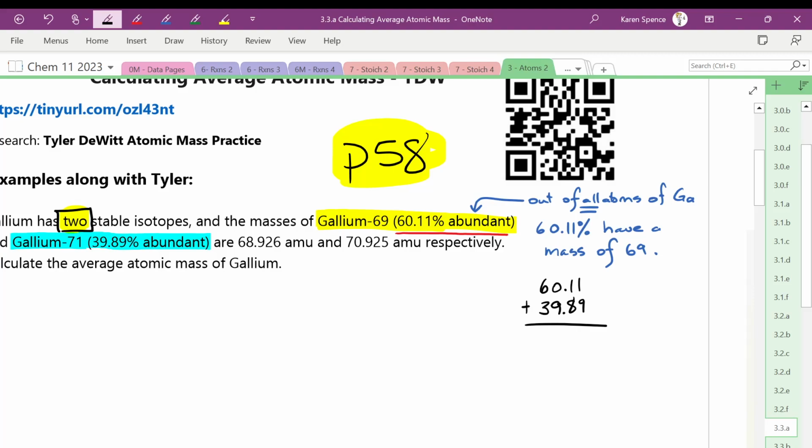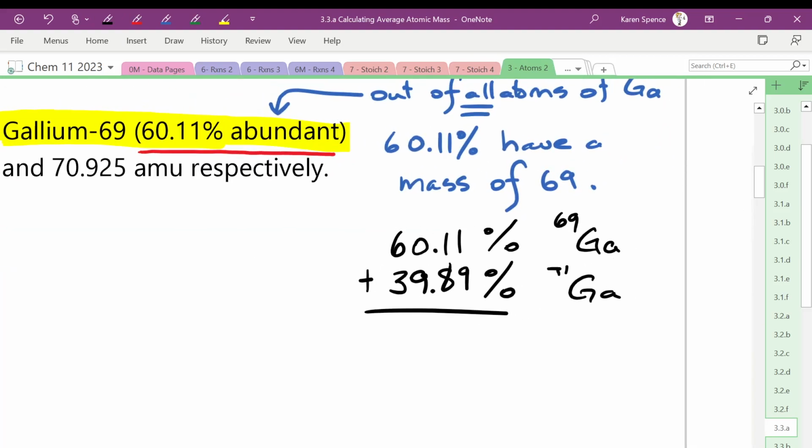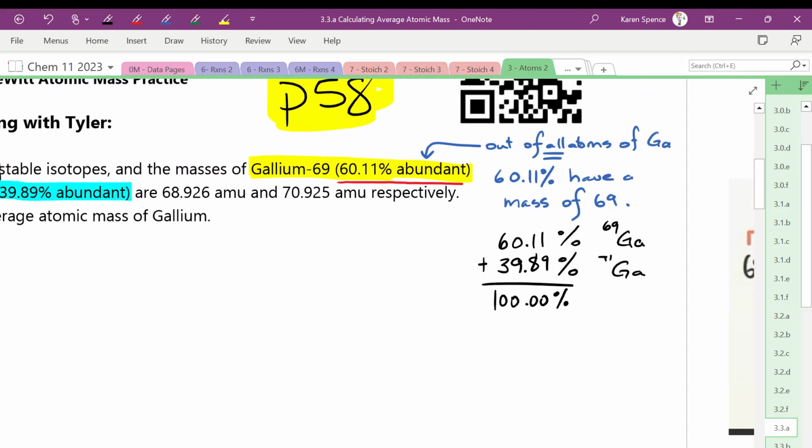Tell your partner, what should you get if you add 60.11%, which is gallium-69, and then we have gallium-71, which is 39.89%. We should get 100, yes? Because if you only have two isotopes and one is at 1%, the other has to be 100 minus that percentage. Okay.